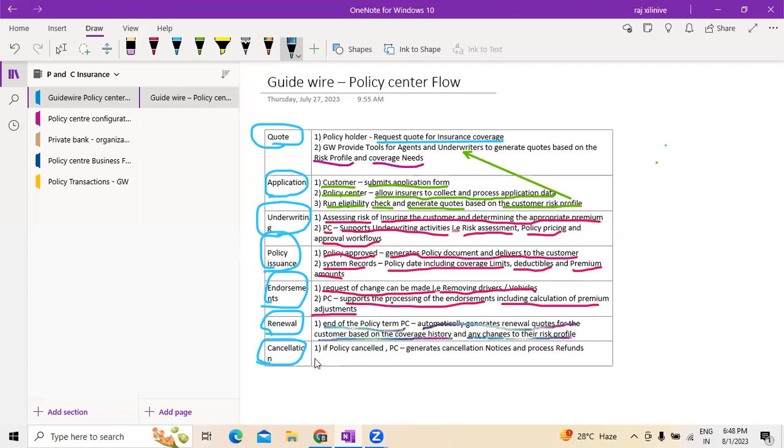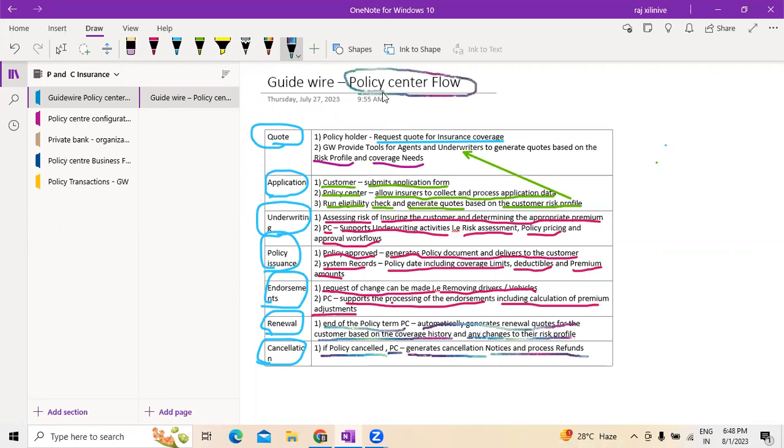Once the renewal is done, next is cancellation, right? If a policy is cancelled, normally Policy Center generates cancellation notices and everything. At the same time, it processes refunds, if there is any option, right? So the cancellation notices will be generated, and if there are any refunds, they will be processed automatically over here. So this is generally the complete picture of the Policy Center flow.